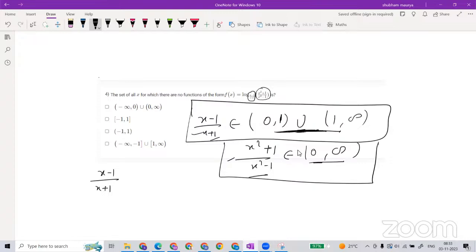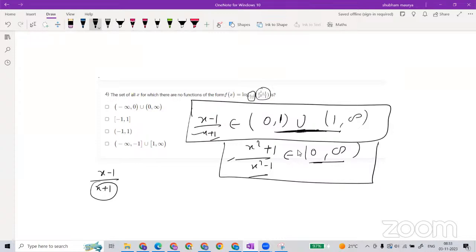First, the positiveness. If you think about it, this fraction will be positive when x is greater than 1. If x is greater than 1, then it becomes greater than 1, and it will become positive. So it is positive when x is greater than 1.